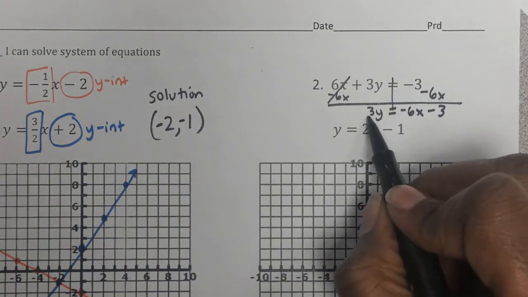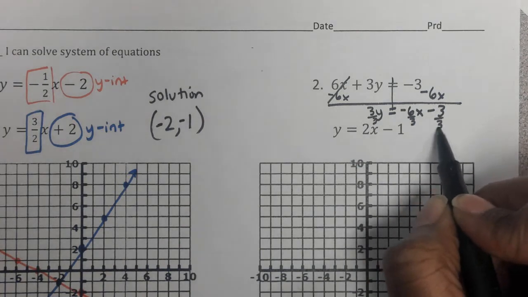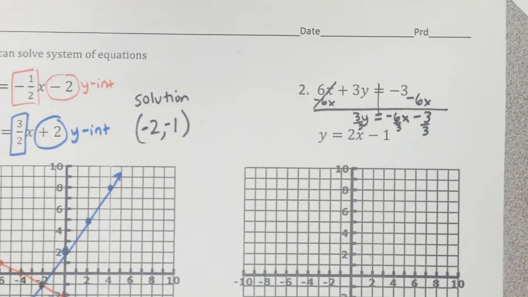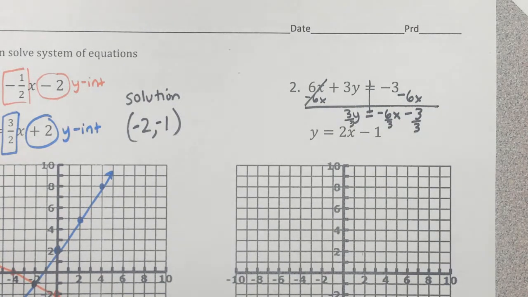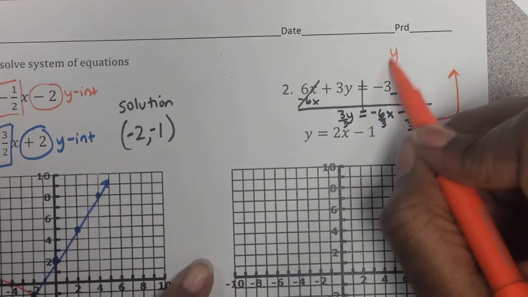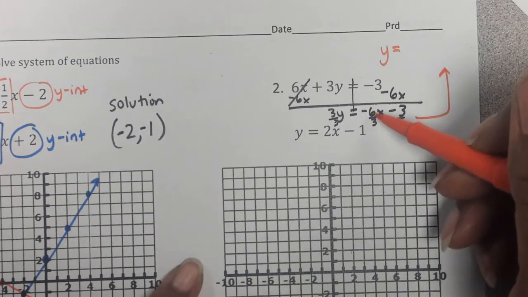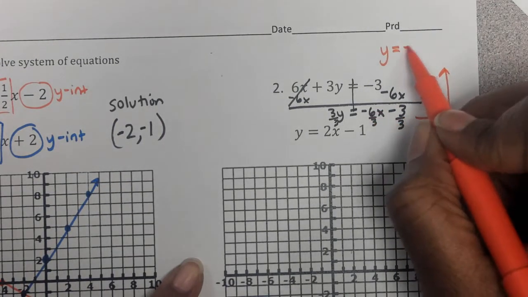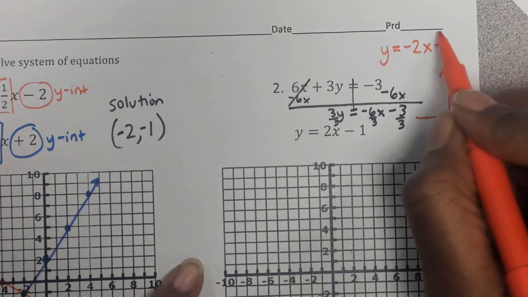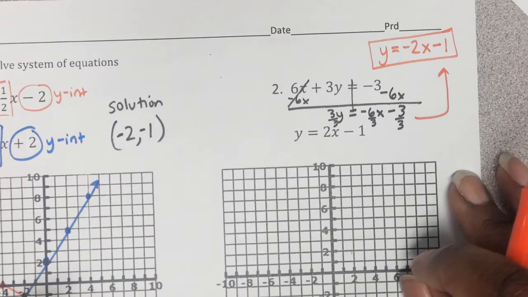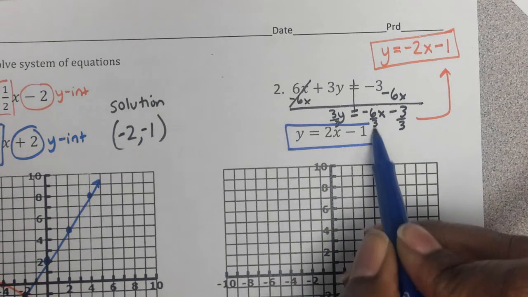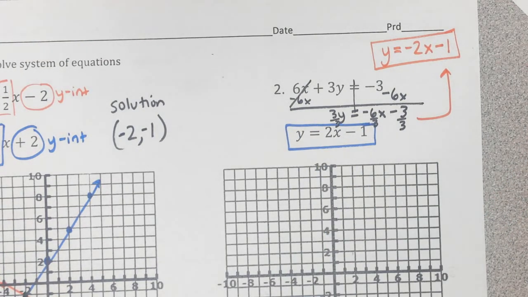Then I finish it off with dividing everything by the coefficient of y. So then I end up with y equals -6x divided by -3, and -3 divided by -3, 1. Now this one's ready to get graphed. This one was already ready to get graphed because the y was already by itself.